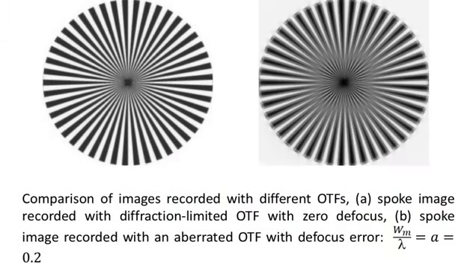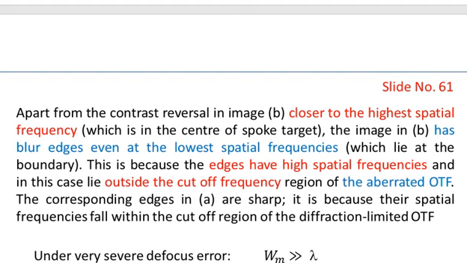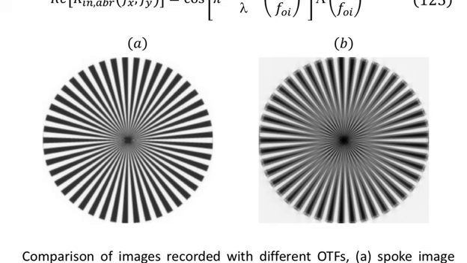Apart from the contrast, let me read the text relevant to this diagram. Apart from the contrast reversal in image B, closer to the highest spatial frequencies which are in the center of the spoke target, the image in B has blurred edges even at lower spatial frequencies which lie at the boundary. This is because the edges have high spatial frequencies and in this case lie outside the cutoff frequency region of the aberrated OTF. So what does this mean? Look at the outer boundary of this spoke image in B. At the outer boundary we have some blurriness, and also we can observe some contrast reversal.